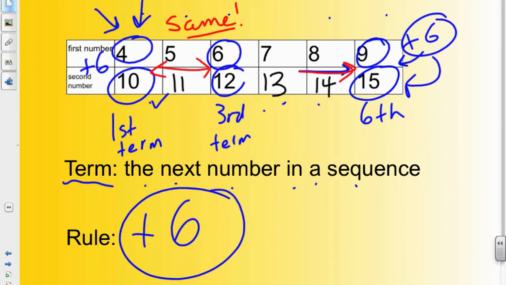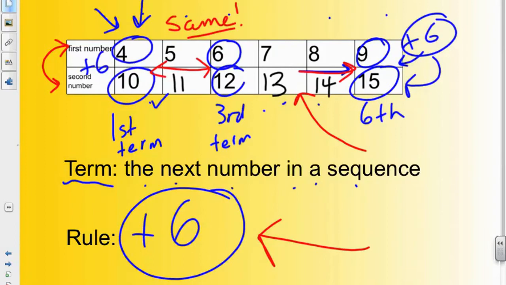Here's the problem. I know what you guys do is you like to say, oh, look, the second number is just going up by 1. No, we're not looking at the second number. We're looking at the relationship between the first number and the second number. And the relationship is plus 6. There, I've taught you. Now you're going to try one.